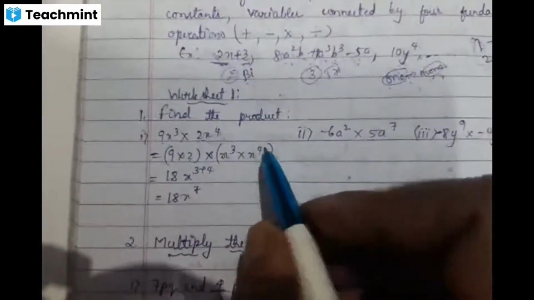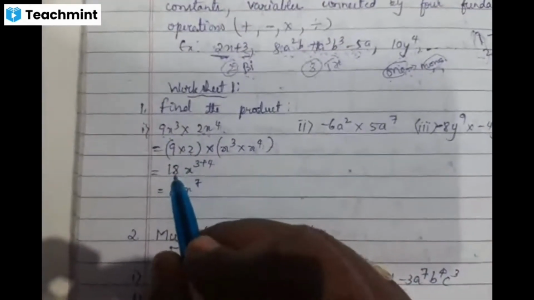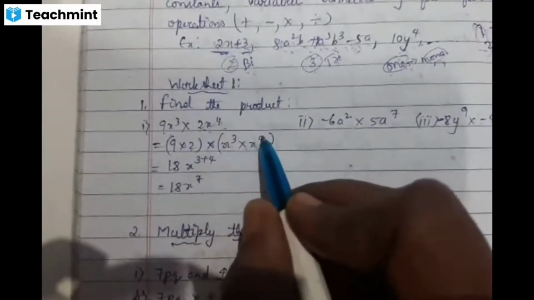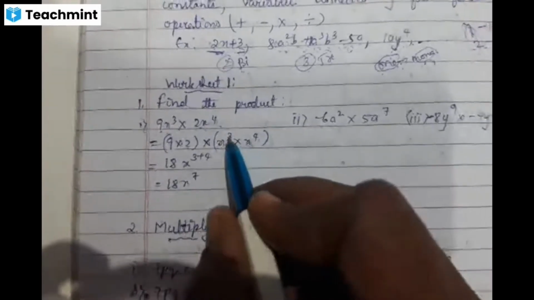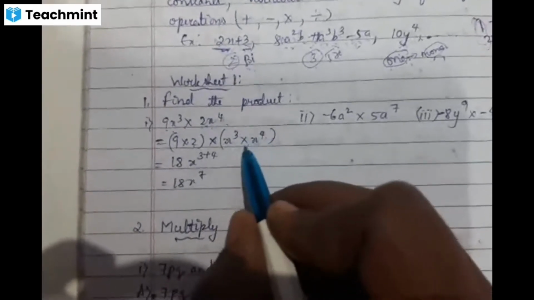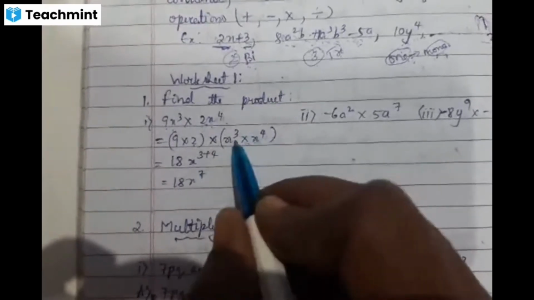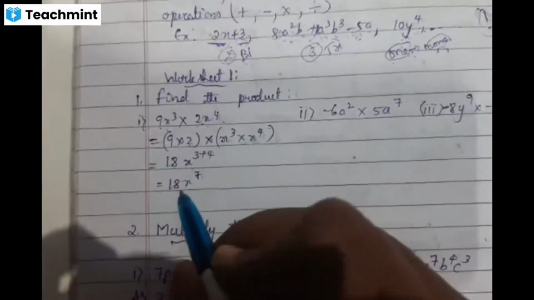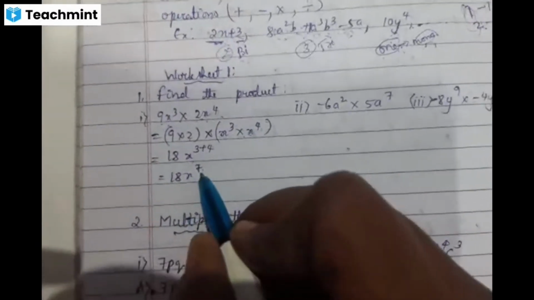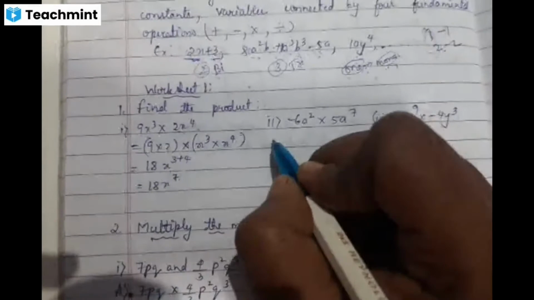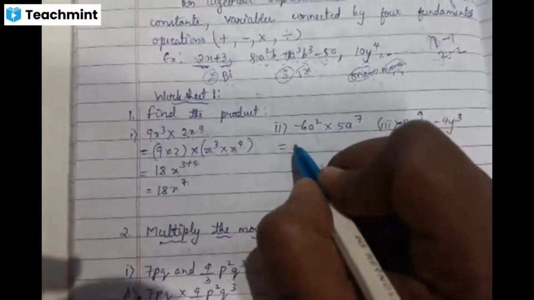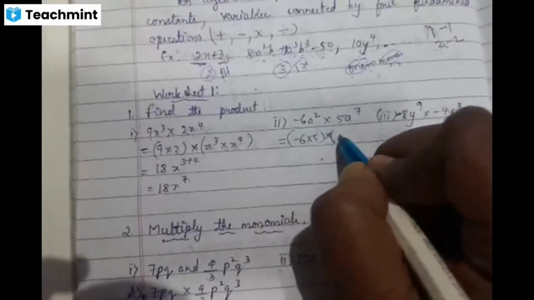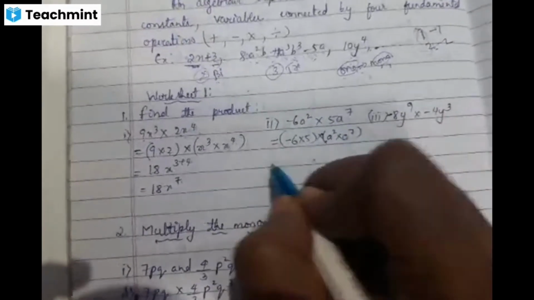Now, 9 twos are 18, x to the power of 3 into x to the power of 4. Bases are same means you have to only add the powers when you have a multiplication sign, children. Therefore, I write 1x to the power of 3 plus 4 is 7. Therefore, the answer is 18x to the power of 7. Let us answer this question, children. Minus 6 into 5 into a square into a to the power of 7.